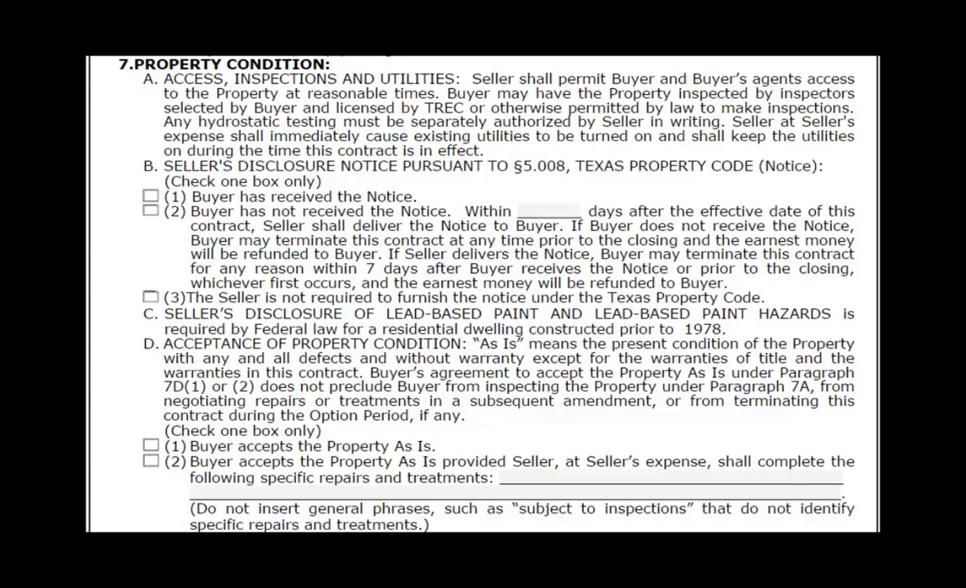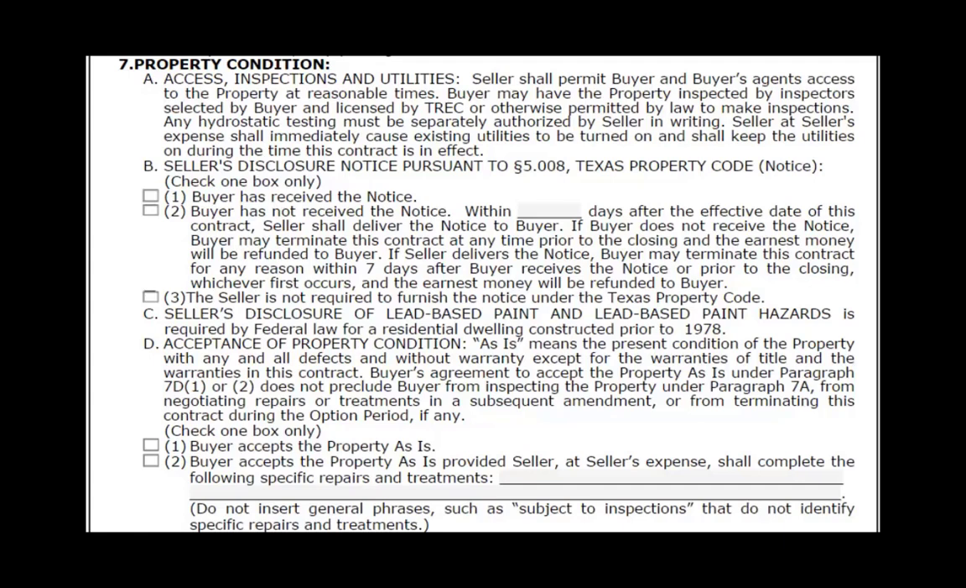For instance, builders are not required to give a seller's disclosure notice. A lender is not required to give a seller's disclosure if they just foreclosed on a property. If it's an estate selling a property, they're not required to give a seller's disclosure notice. I believe there's a couple other folks that aren't required.